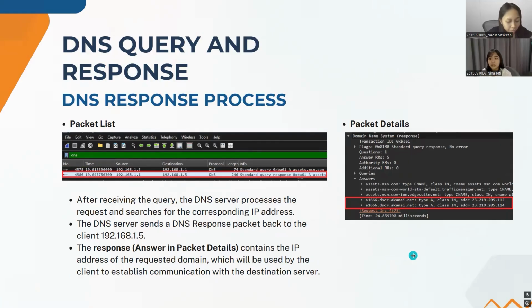After receiving the query, the DNS server processes the request. Then the DNS server sends a DNS response back to the client 192.168.1.5. The response, as you can see in the packet details, contains the IP address of the requested domain, which will be used by the client to establish communication with the destination server.